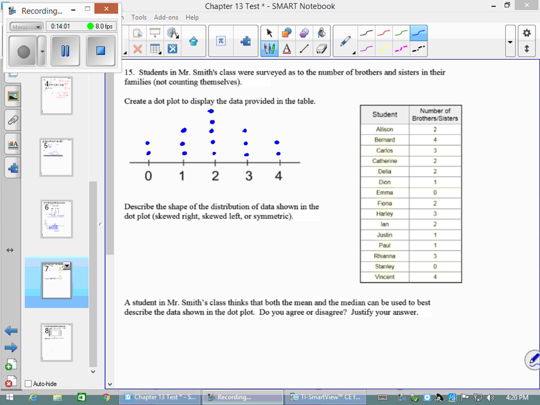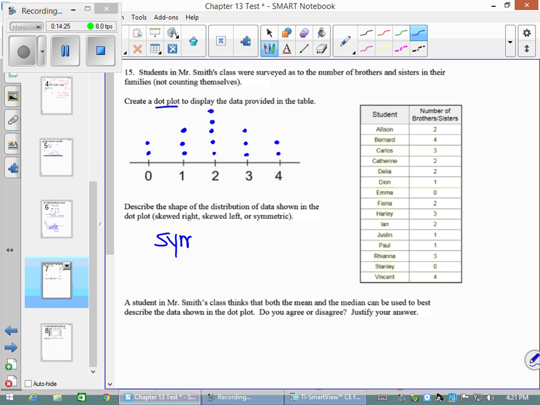So after completing your dot plot, which again is just you giving yourself a dot for each piece of data, and when you count up the dots, that should be your total frequency for that number. We're asked to describe the shape of the distribution of our data. So is it skewed right? Is it skewed left? Is it symmetric? So this data would definitely be symmetric. We can see that it falls evenly on either side of the middle.